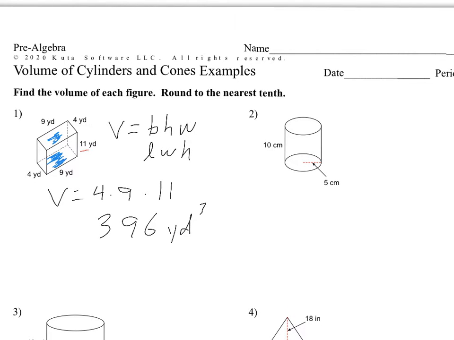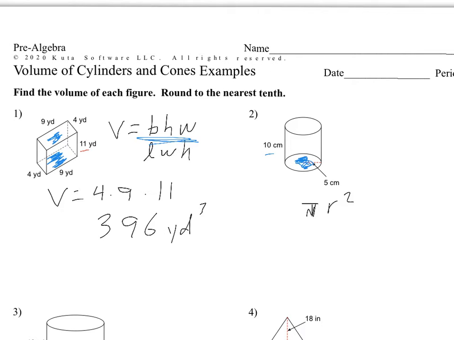So we're going to find the volume. We're still going to use the base times the height times the width, or length times width times height. Or another way to think about it is the area of the bottom times how tall it is. The problem is we can't find the area of the bottom by going length times width. So we have to find the area of the circle, and the area of a circle is pi times r squared.